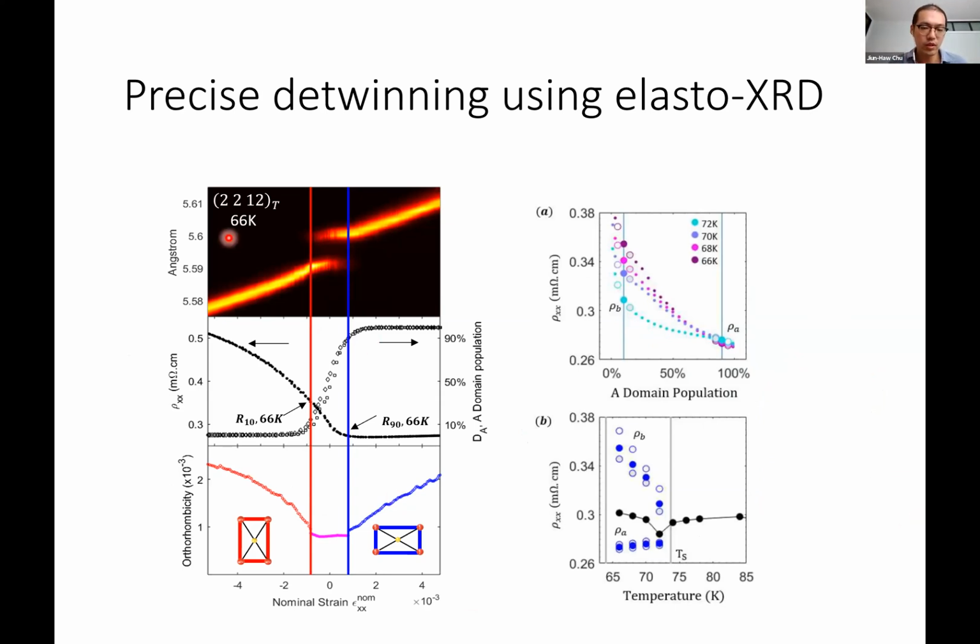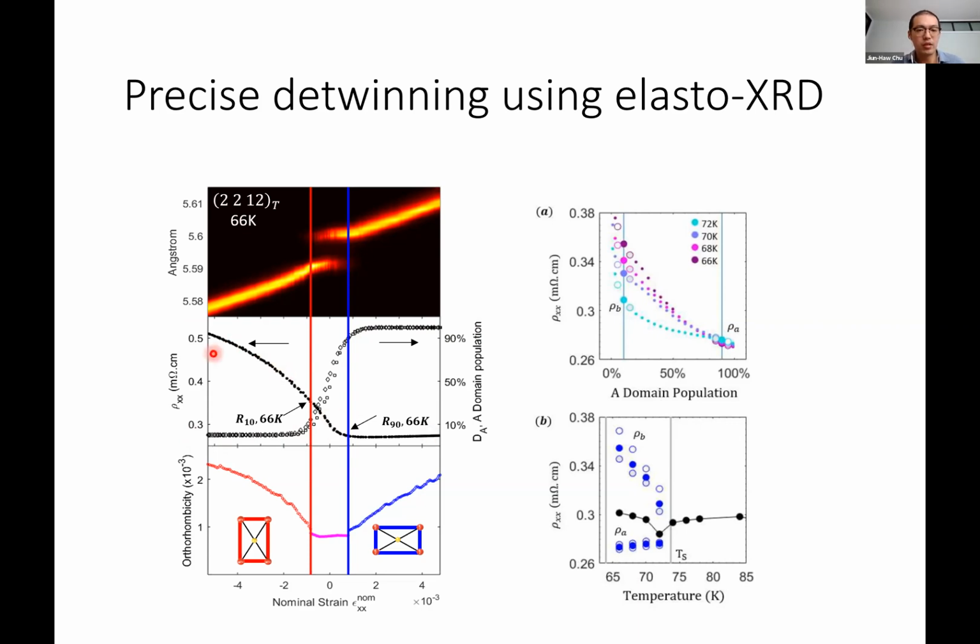So this part of the figure you have seen already, but now let's say we plot the intensity ratio of these two, and then we can plot a domain population as a function of strain, going from fully A domain this way, and fully B domain the other way. Actually, sorry, the other way around. Fully A domain this way, and fully B domain this way. And then this black curve is the resistance versus strain curve.